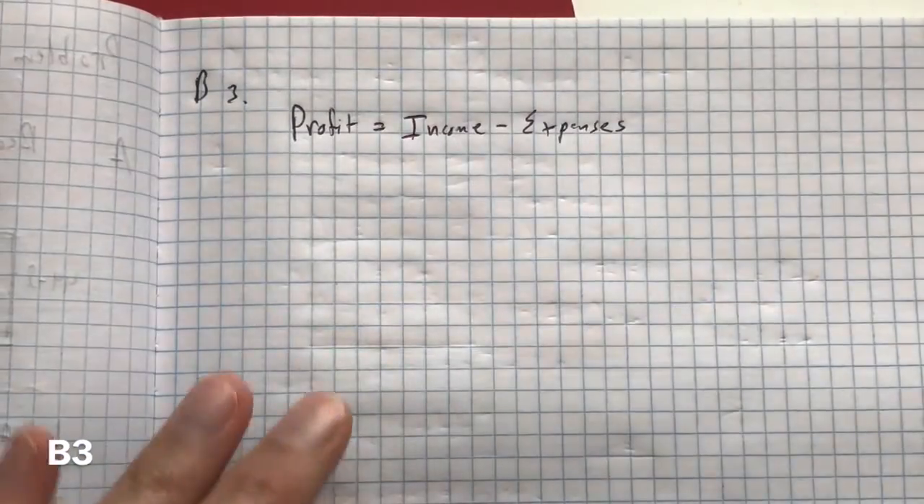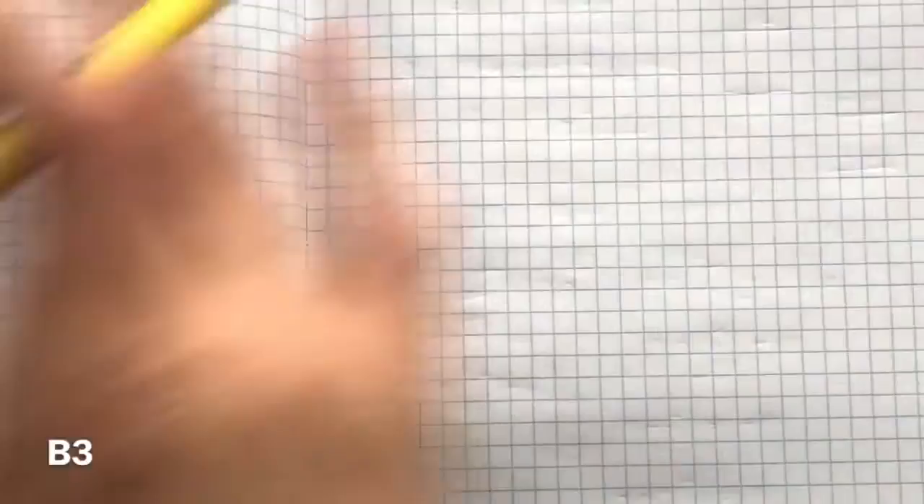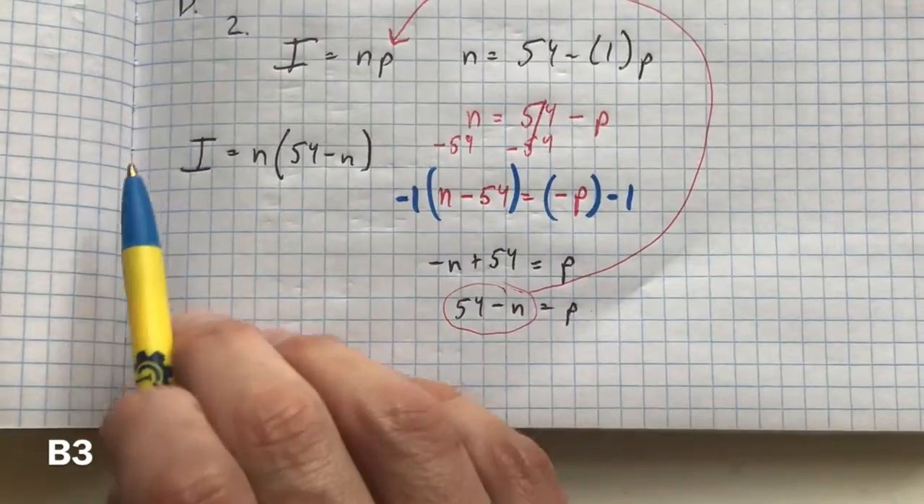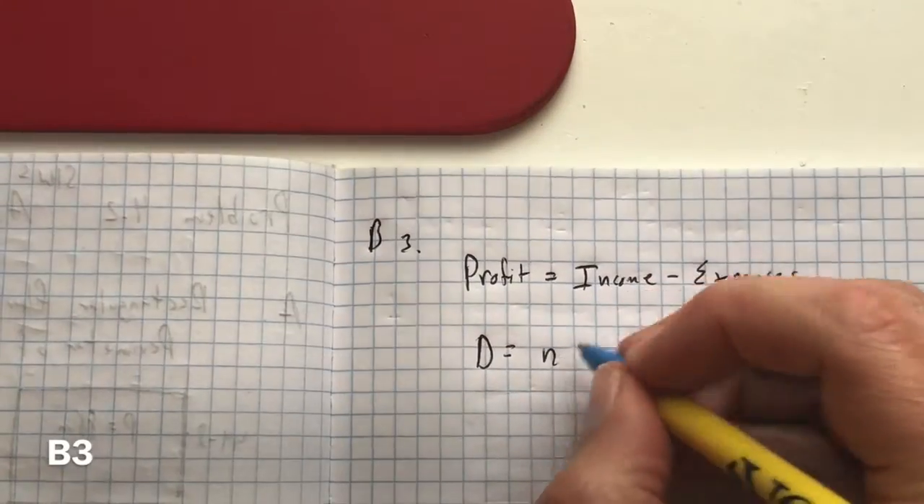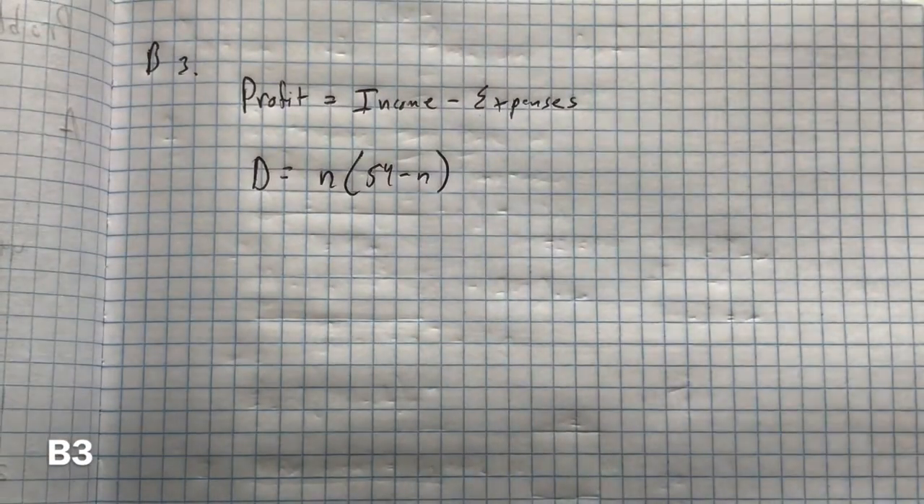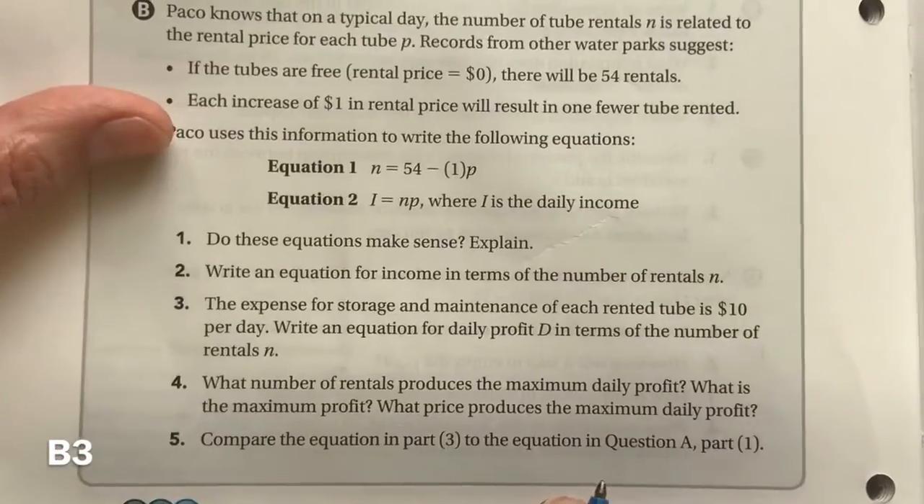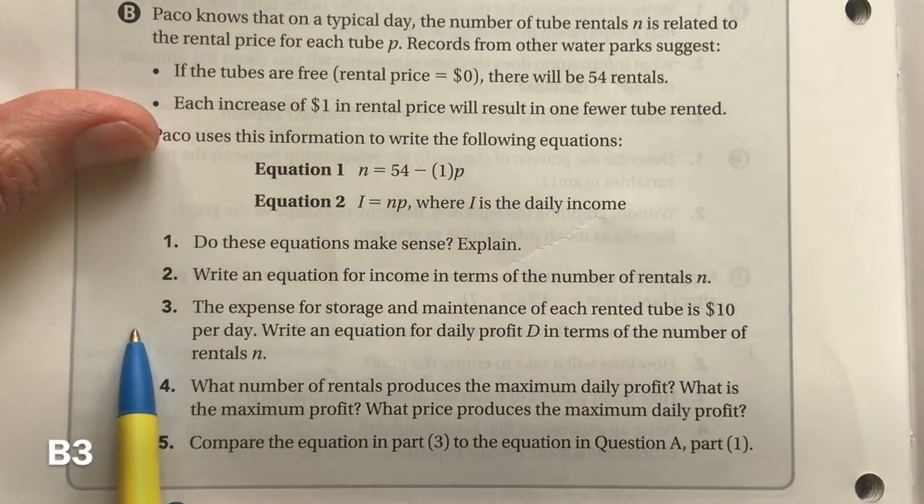So we've got D is equal to, now our income we just did. Income was on the previous page. Income is equal to N times 54 minus n, so I'm going to plug that in here: n times 54 minus n. So there's our income.